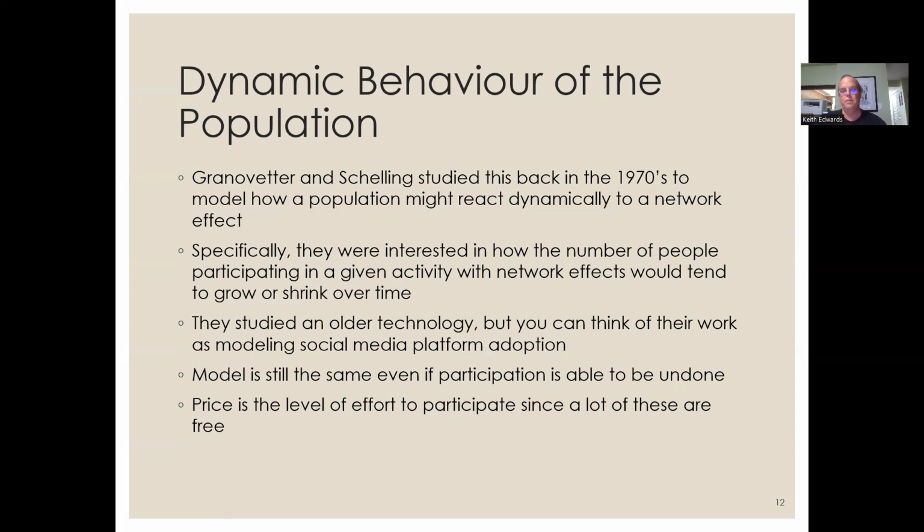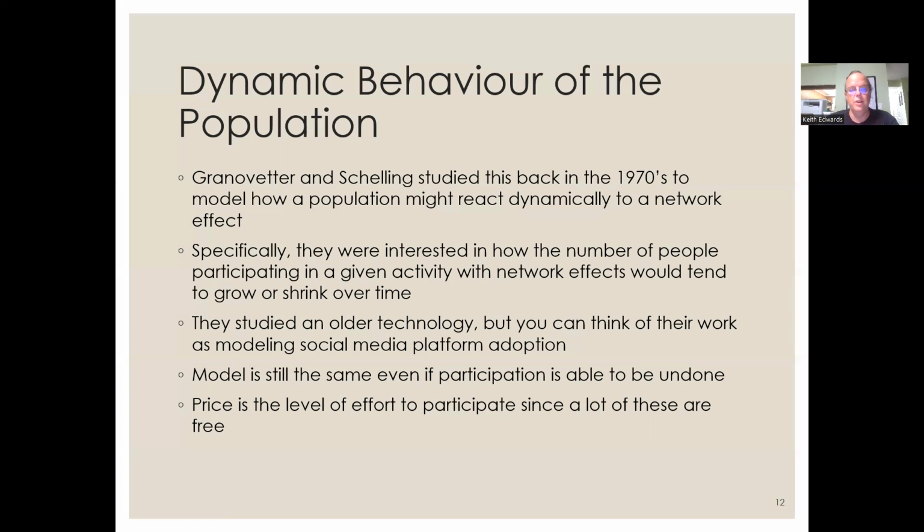The model is still the same, even if participation is able to be undone in social media. For example, I could delete my Twitter account, or remove traces of my activity on social media. I could just get off the platform. Of course, that's sometimes easier said than done because people save things. So if you make a real big boo-boo, it's kind of hard to undo. But assume that you haven't made any boo-boos, and then you can quietly disappear.